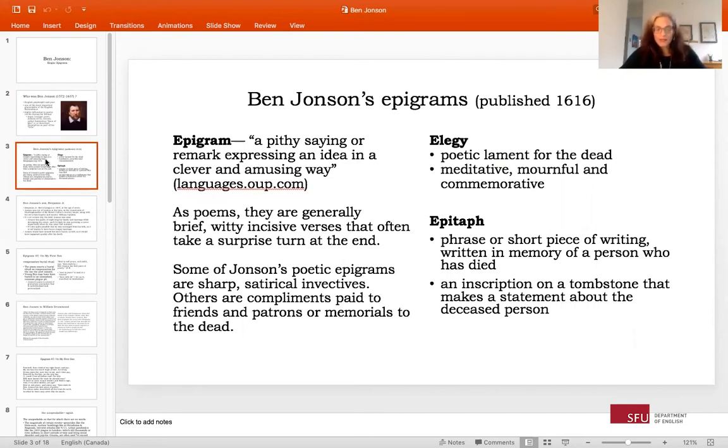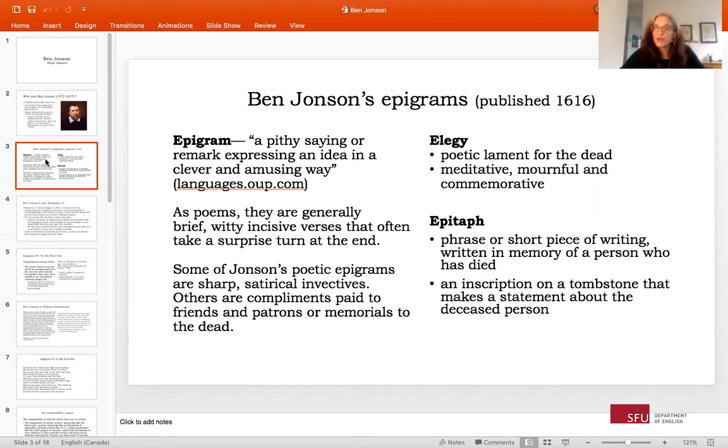An epigram is a pithy saying or remark expressing an idea in a clever and amusing way. And poetic epigrams, that is epigrams that are poems, are generally brief, witty, incisive verses that often take a surprise turn at the end. And some of Jonson's epigrams are short and sharp and satirical, and they're invectives. Well, in fact, they're all short. That goes along with being an epigram. And some of them are satirical and sharp, and some of them are compliments paid to friends and patrons or memorials to the dead.